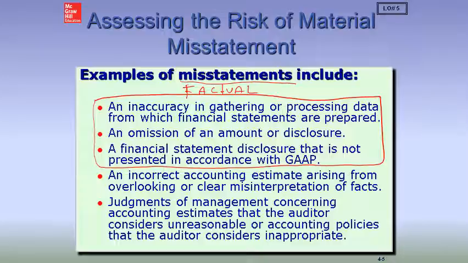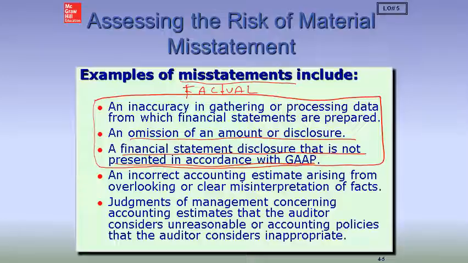We investigate and we find out that there was a misstatement in the accounts receivable. This is a factual misstatement. It deals with the facts that there was an omission of an amount, or it could even be a disclosure. In that example, we have the omission of an amount, or there was some financial statement, disclosure, or presentation that is not in accordance with generally accepted accounting principles. But we would consider these factual misstatements.